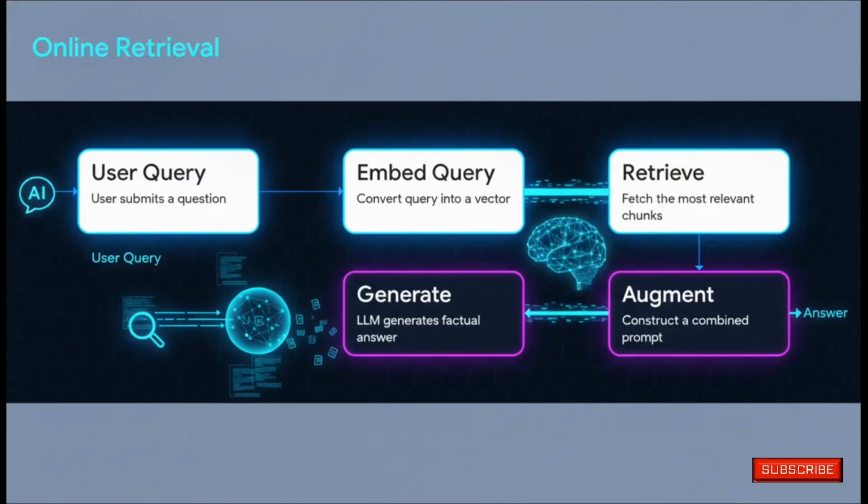So that was offline. Now, what happens in the online workflow, like in real time when a user actually asks a question? First, the user submits a query. We instantly run that query through the exact same embedding model to turn it into a vector. We use that vector to retrieve the most relevant chunks from our database. Then, and hey, this is the augmented part of RAG, we construct a brand new prompt combining the user's question with those retrieved facts. Finally, the LLM generates an answer that is grounded entirely in the truth.